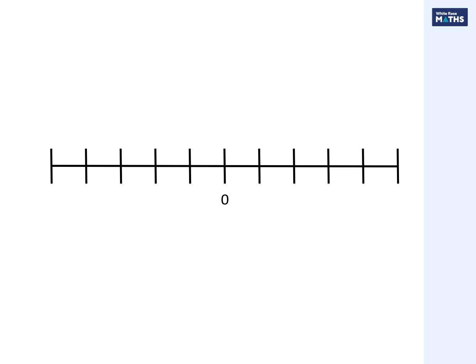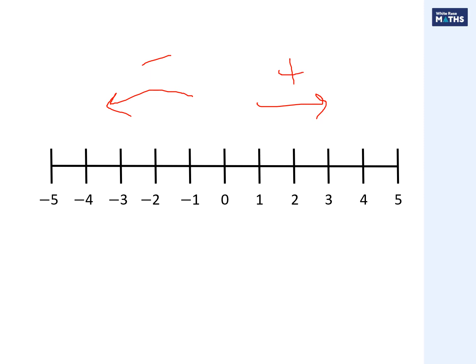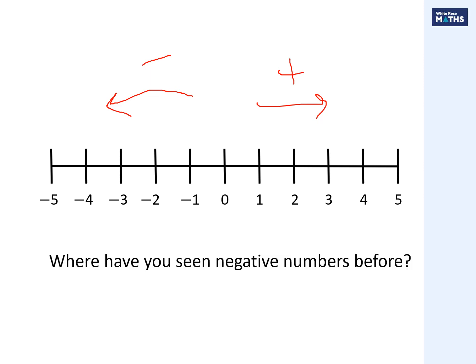So we've got 0, we've got 1, 2, 3, 4, 5. These are what I call my counting numbers. Then we've got minus 1, minus 2, minus 3, minus 4, minus 5. Now, the key takeaway from today's video is as follows. If I'm subtracting, I go to the left on my number line, and if I'm adding, I go to the right on my number line. That's the key to remember.